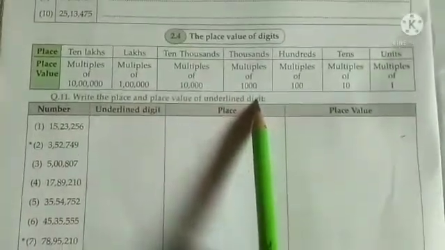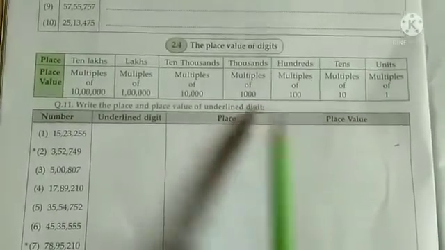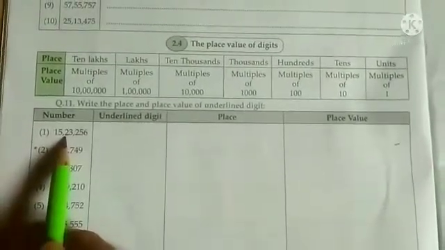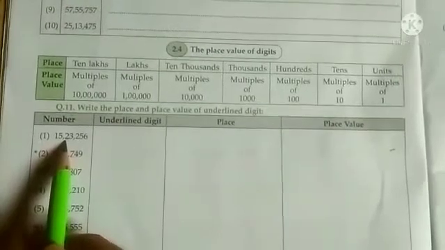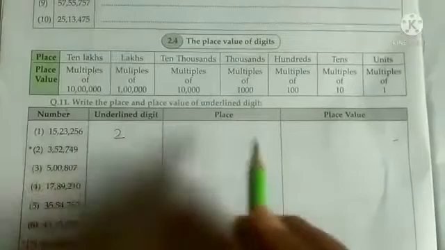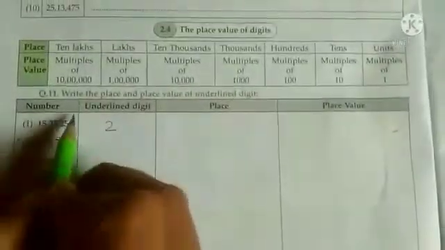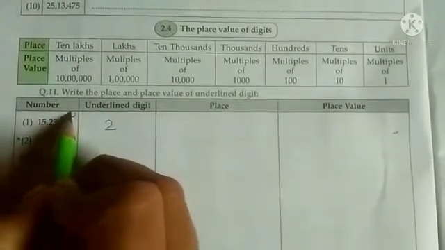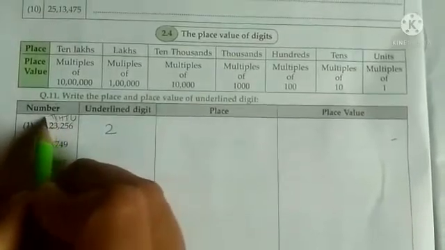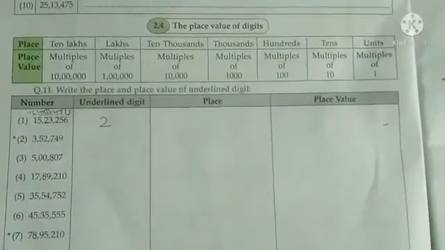Now here what we have to do is write down the place value and place of the underlined digit. Clear? So see here in the first one, which number is underlined? 2. Here 2 is underlined. So here first we will write down the underlined digit. Clear? Now we have to write down the place and place value. So first of all we will write down the places: unit, tens, 100, 1000, 10,000, lakh and 10 lakh. Clear? Like this you have to write down.